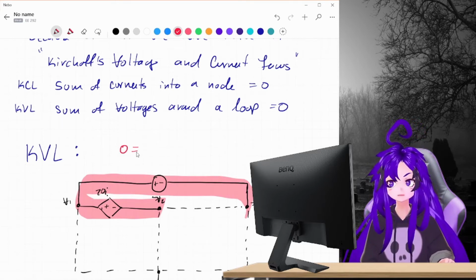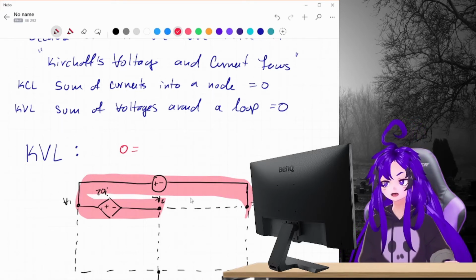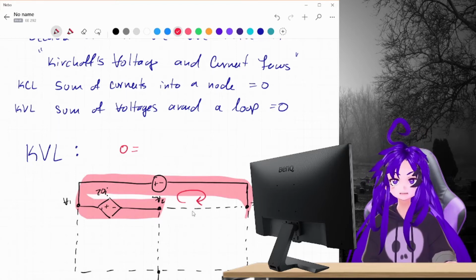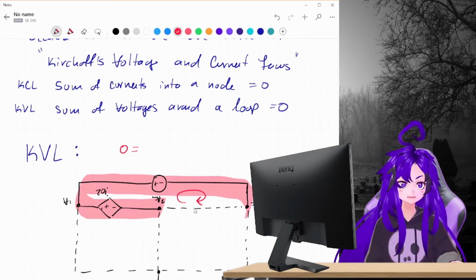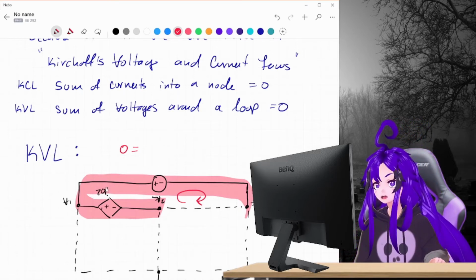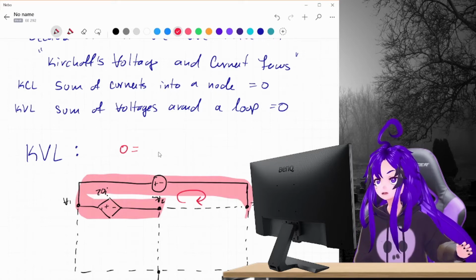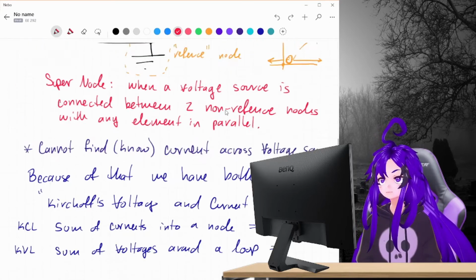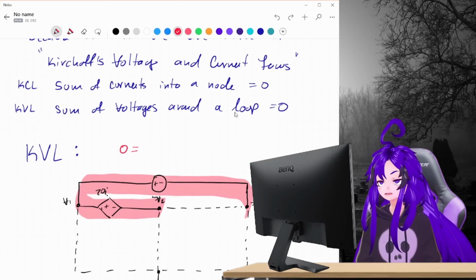So we're going to write a voltage loop equation on it. So 0 equals, and I'm gonna go this way. I default to going clockwise. It makes my brain feel better. So we're gonna start here with the 240 volt.